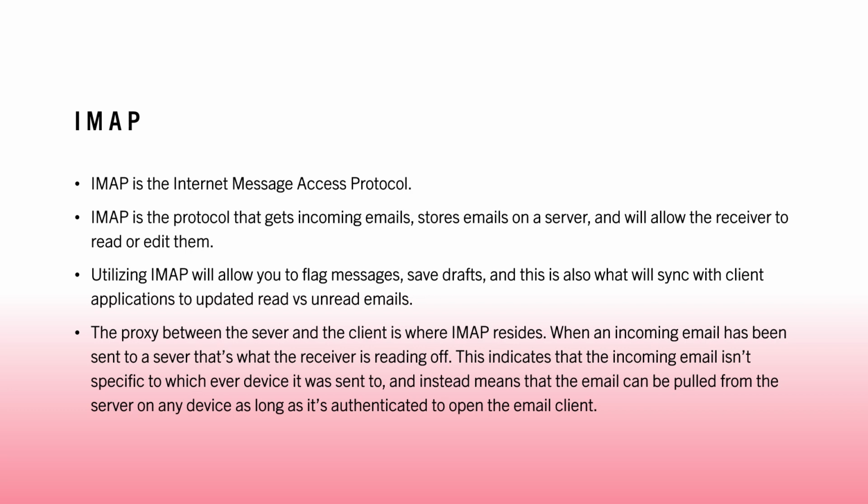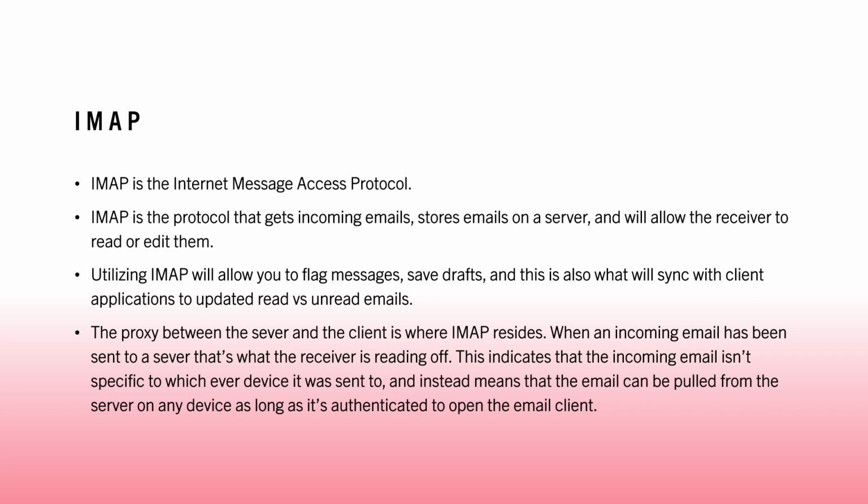IMAP. IMAP is the Internet Message Access Protocol. IMAP is the protocol that gets incoming emails, stores emails on a server, and will allow the receiver to read or edit them. Utilizing IMAP will allow you to flag messages, save drafts, and this is also what will sync with client applications to update read versus unread emails.